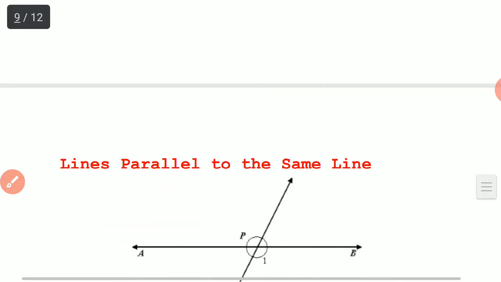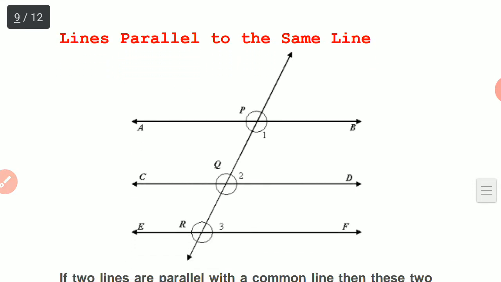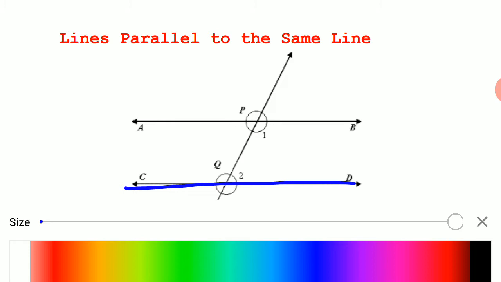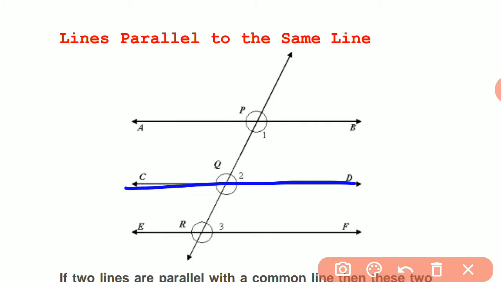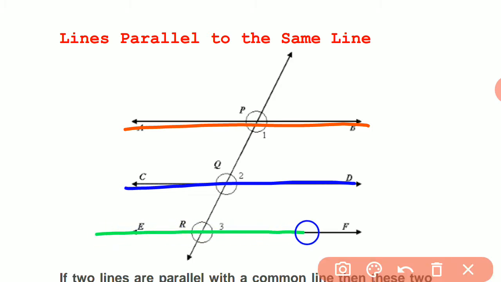Now the next topic is lines parallel to the same line. Suppose a line CD is parallel to this line, and CD is also parallel to this line, then all three lines will be parallel to each other.